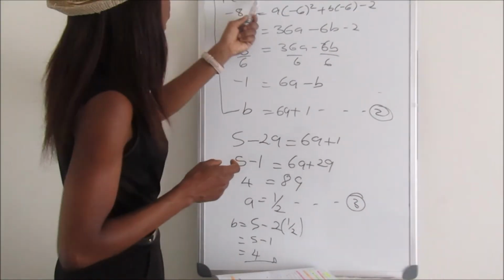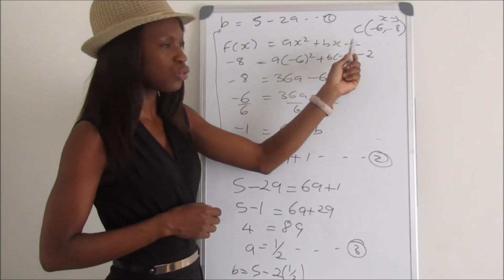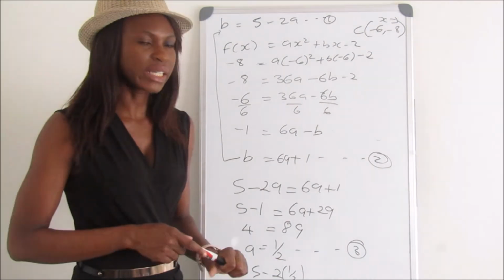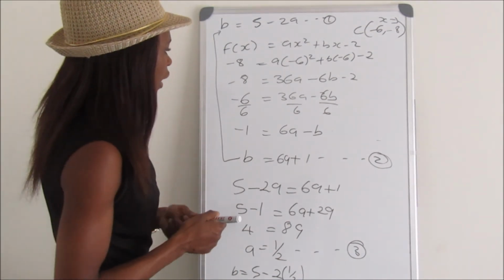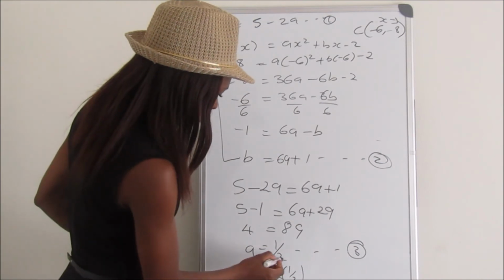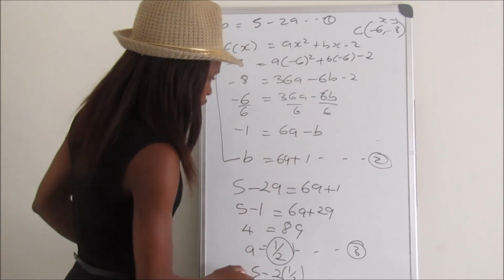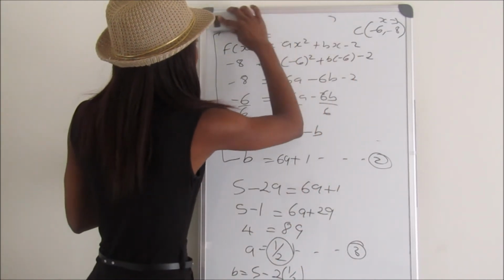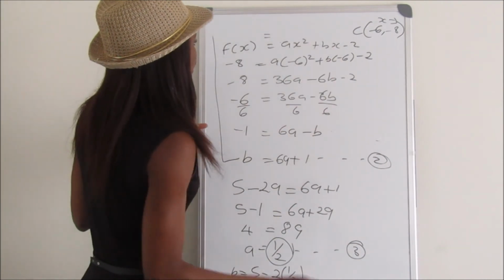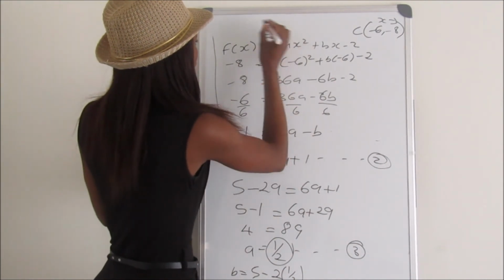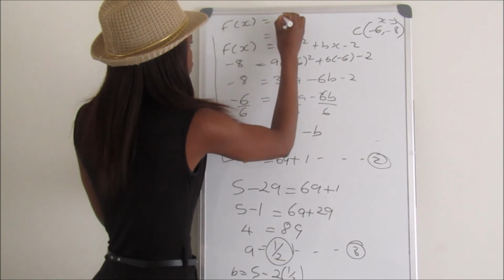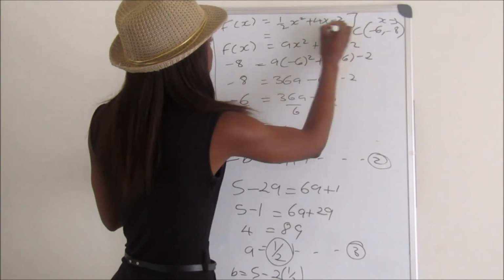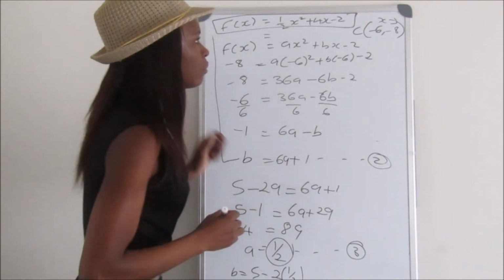Remember, our equation is f(x) = ax² + bx - 2, where we already know c is the y-coordinate, -2. Now we substitute 1/2 for a and 4 for b. We have our equation f(x) = (1/2)x² + 4x - 2. This is our final answer for the question.